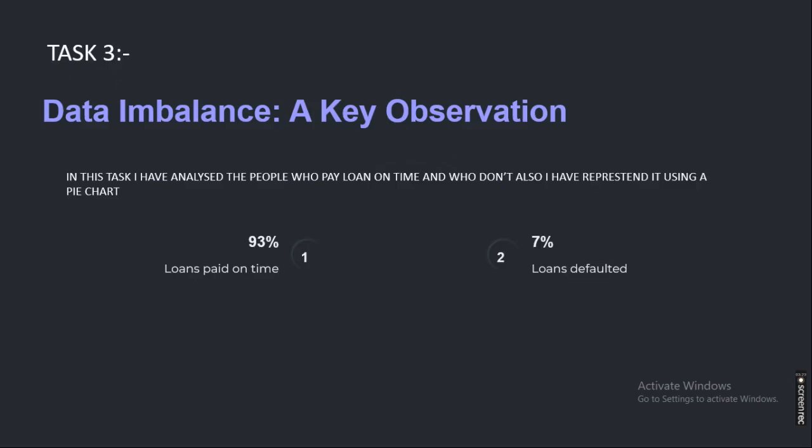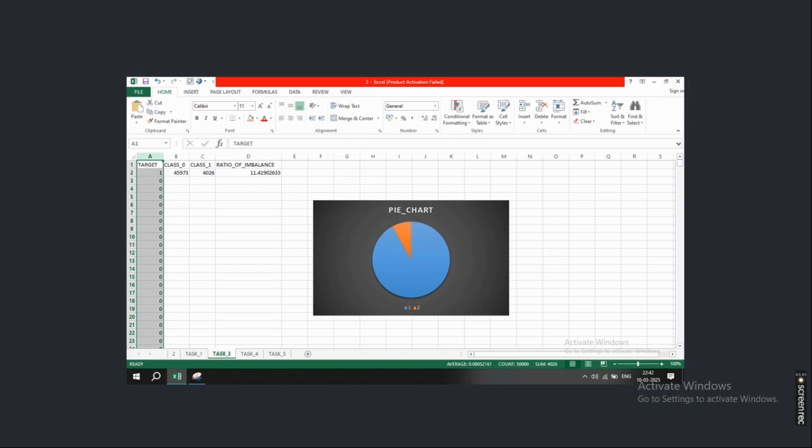Let's proceed to the next task, data imbalance, a key observation. In this task I have analyzed who paid the loan on time and who didn't. The loans paid on time were 93% and the loans which were defaulted were 7%. So in this I have used the target column, and as you can see in column B, class 0 is the people who paid the loan.